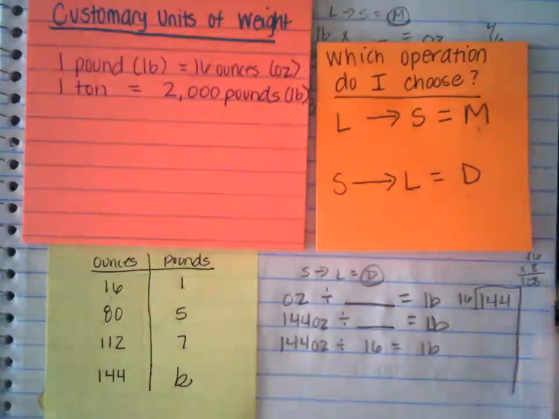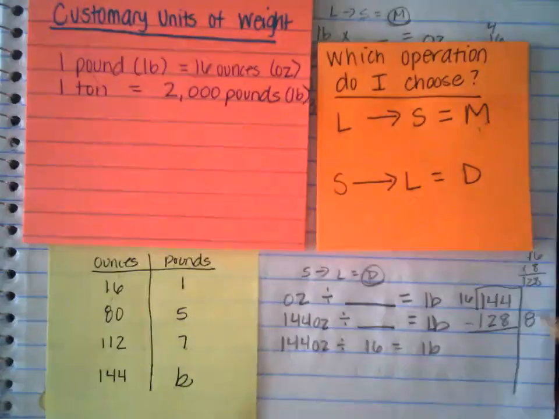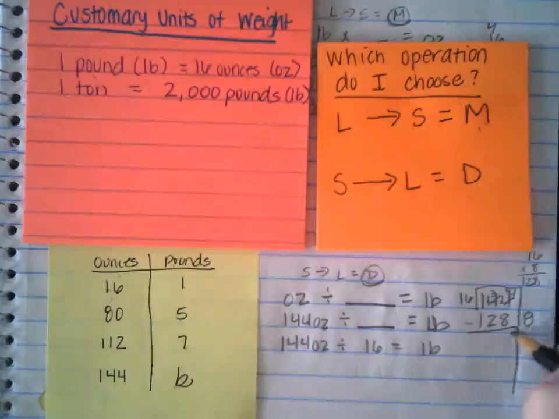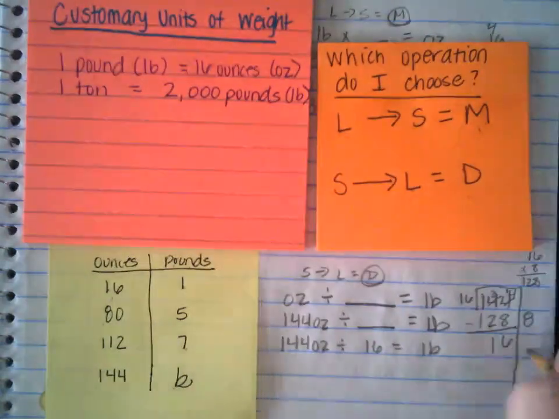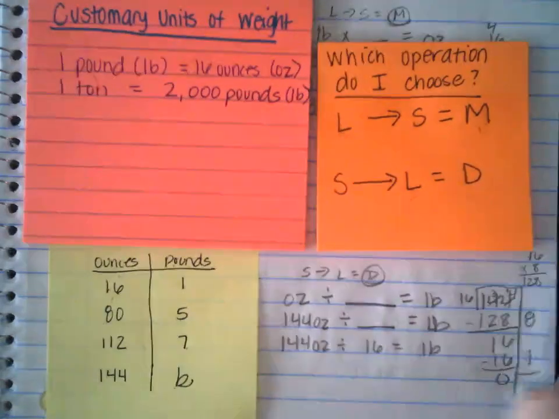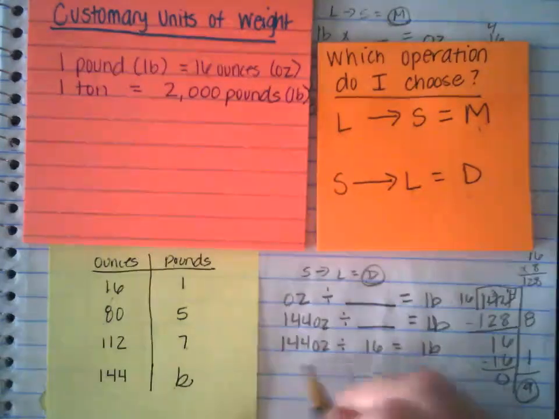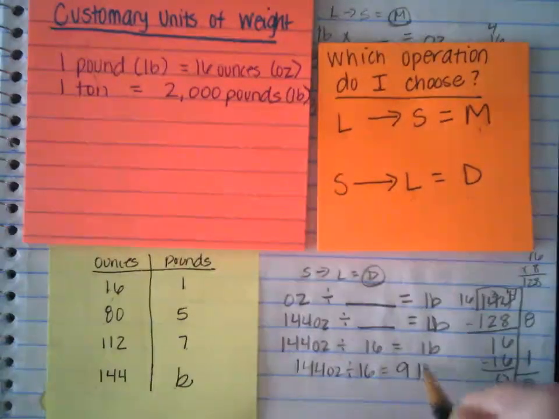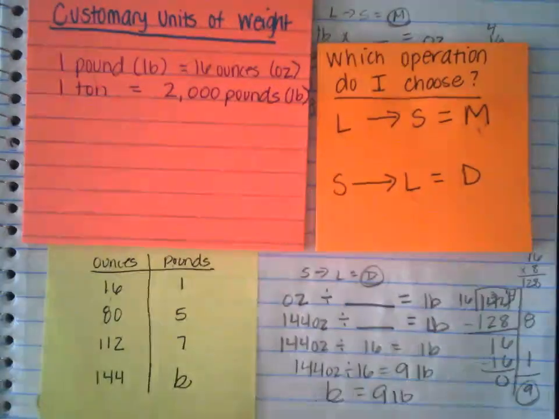8, 9, 10, 11, 12. That's 128. Well, I'll use 8 to begin with. 128. Okay? So for 16, that's 1. Oh, we have 16 left over. We can do that one more time. So 144 ounces divided by 16 equals 9 pounds. So B equals 9 pounds.